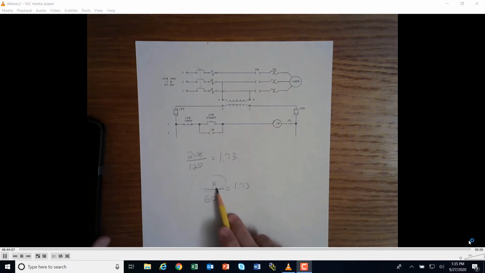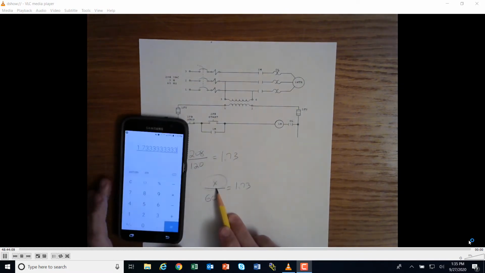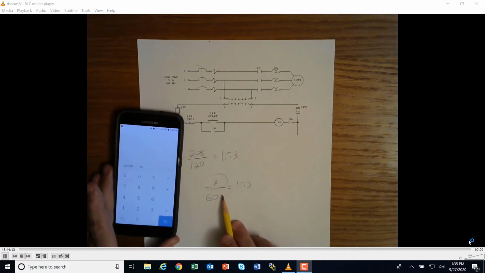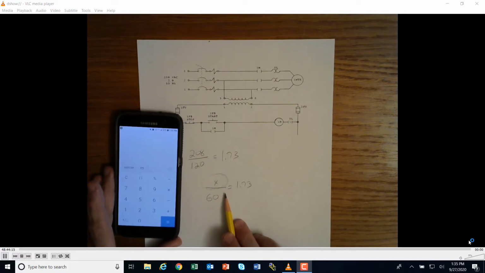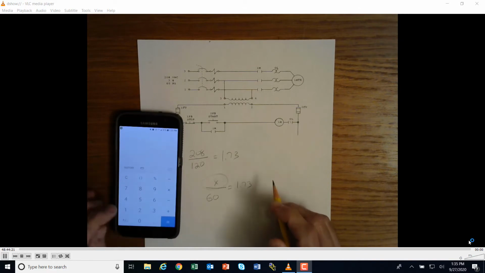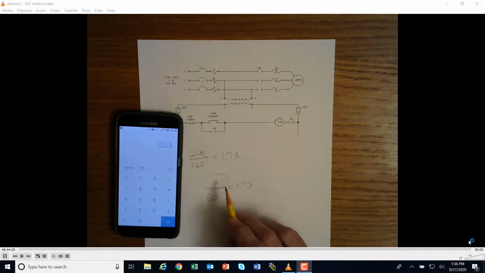So what is the X right here? Well, in that case, what we have to do is take the ratio here and make it equal so that it's the same up here. So we're going to bring 60 over here. We're going to multiply this side by 60. So 60 times 1.73, so we're saying that we've got 103 volts. 103.8 volts is what I'm getting right there.